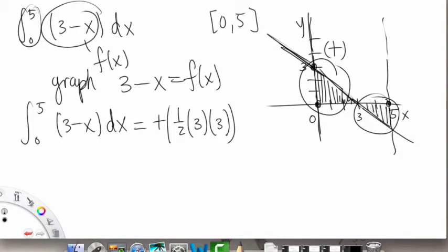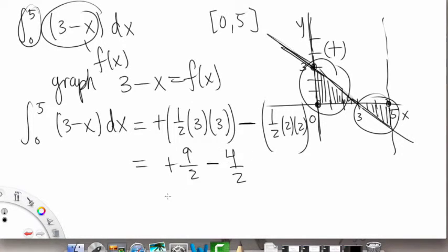Then let's look at this second piece there. That falls below, so we have to put a negative sign in front, and then we fill in the area in there. That would be a 1/2 as well, because that's also a triangle. Then base times height, so that's a 2 and a 2. Let's compute it here. We have a positive 9 over 2, and then minus 4 over 2. So we're going to end up with 5 over 2.